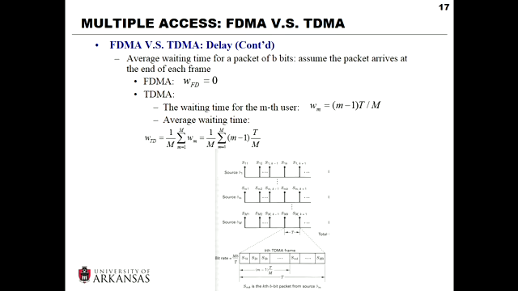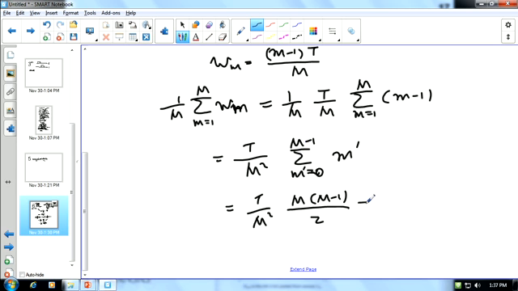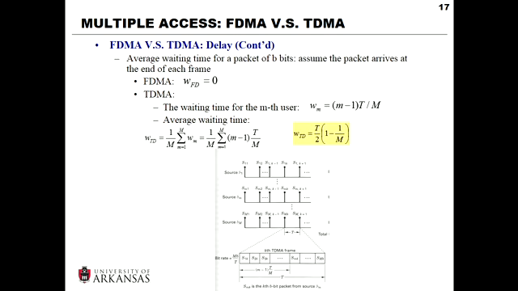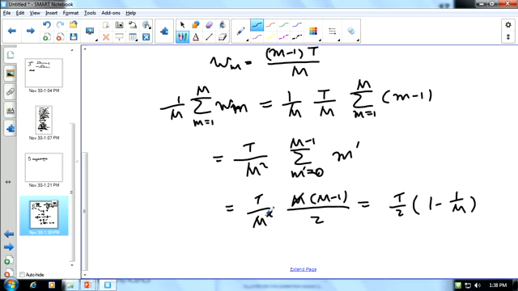So in this case, we put them back together, and we will have half T times (1 minus 1 over M). So one of the M gets cancelled, leaving half T (1 minus 1 over M). Okay? So that's the waiting time.